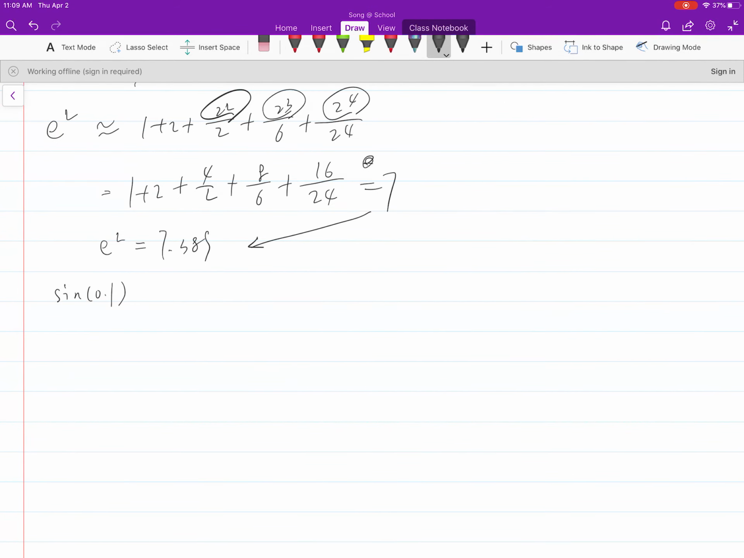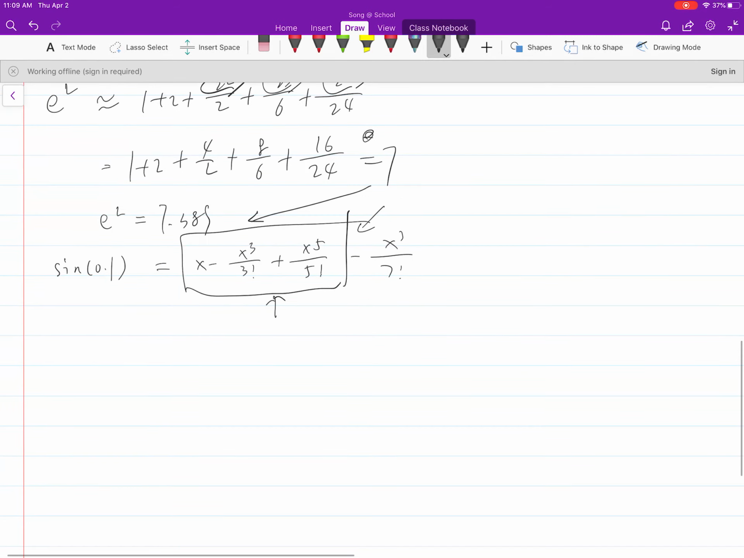What about sine 0.1 degree or something like that? You do know the Taylor polynomial, right? And you can stop anywhere. Plug in 0.1 and just get the value of this. You will not be too much off, as long as you make sure this stays close to the center. Okay? Because this is actually centered at 0, right?